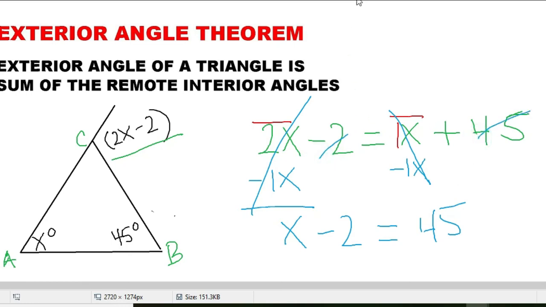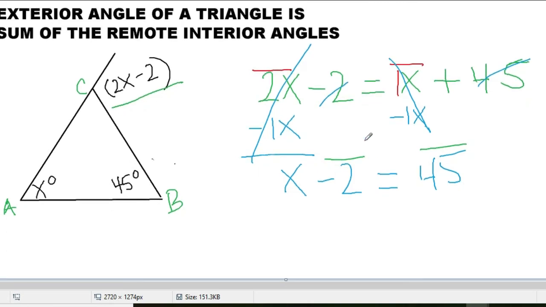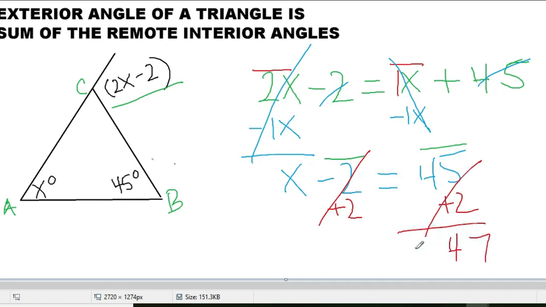Okay, so the next thing we want to do is figure out what our like terms are once again. So we have 45 and we have negative 2. Which one do we move? We move the like term. So we move this like term, we change it to positive 2, move the positive 2 on this side, cross that out, and we have 47. So we have x is equal to 47. Now our answer becomes very clear.